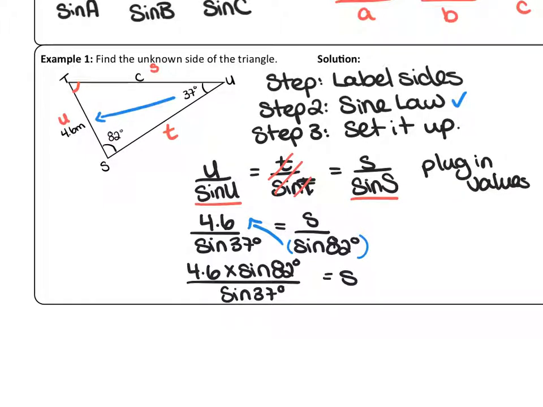Now, if we calculate that on our calculators, 4.6 times sine 82 divided by sine of 37, we get an answer that says that S is equal to 7.6 meters when I've rounded. Not too difficult.